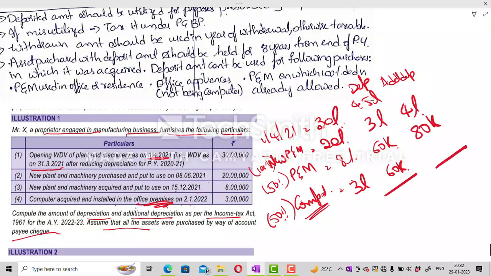What is the total amount? 8.7 lakhs, 4.8 lakhs, 13.5 lakhs. Check with the answer.